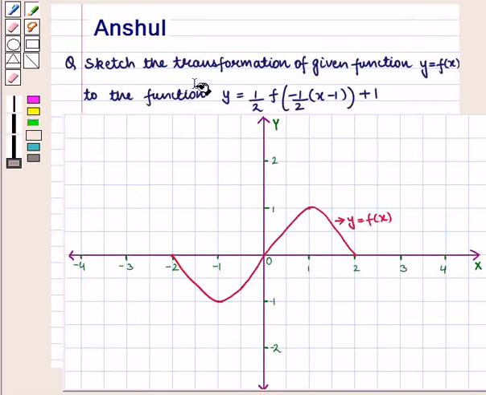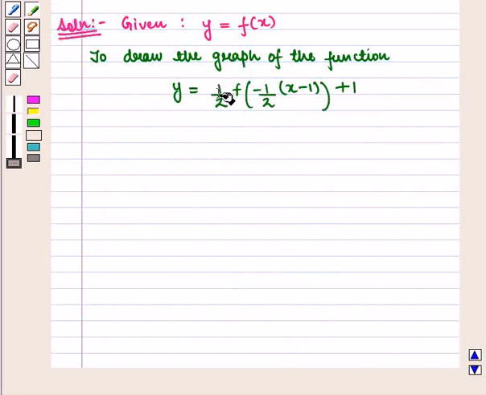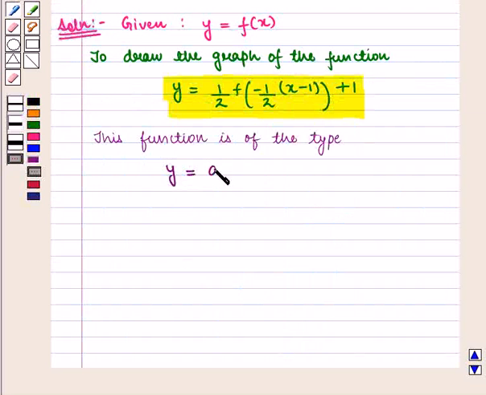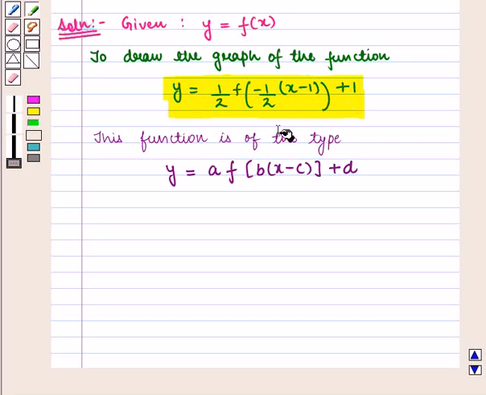Here in the question, we are given the graph of a function y = f(x), and we have to draw the graph of the function y = 1/2 f(-1/2 (x - 1)) + 1. Now this function is of the type y = a f(b(x - c)) + d. So on comparing these two functions, we can find out the values of a, b, c and d.